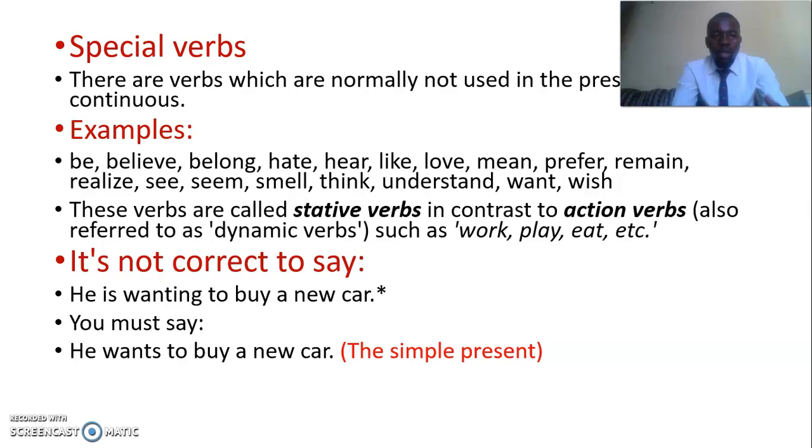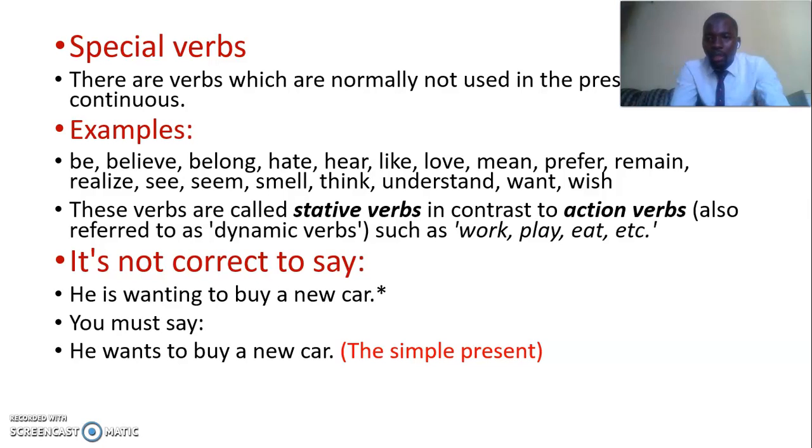And now here are some special verbs. We have some special verbs which cannot normally be used in the present continuous tense. Here are some examples: be, believe, belong, hate, hear, like, love, mean, prefer, remain, realize, see, seem, smell, think, understand, want, wish.